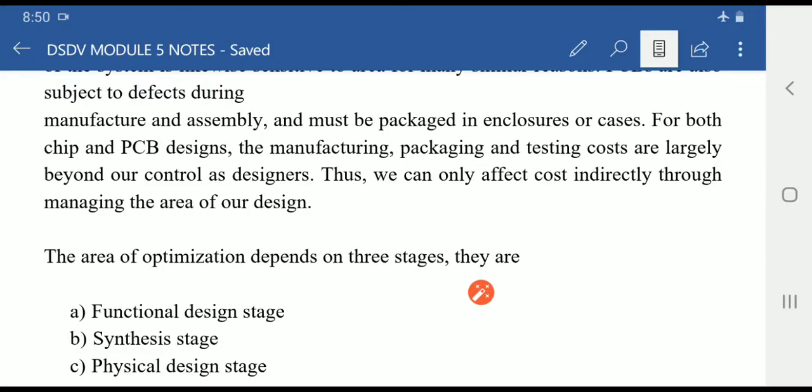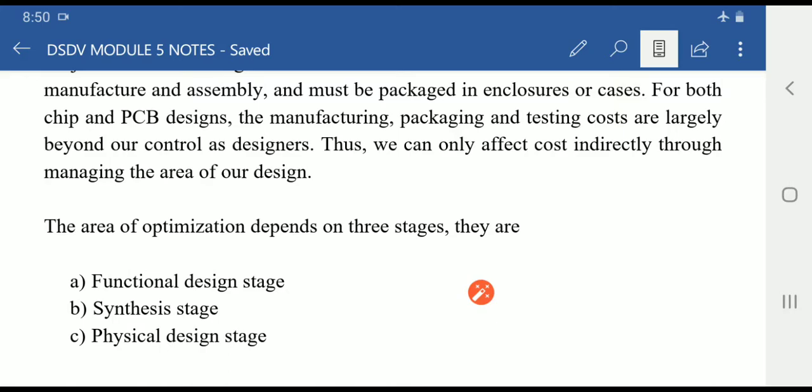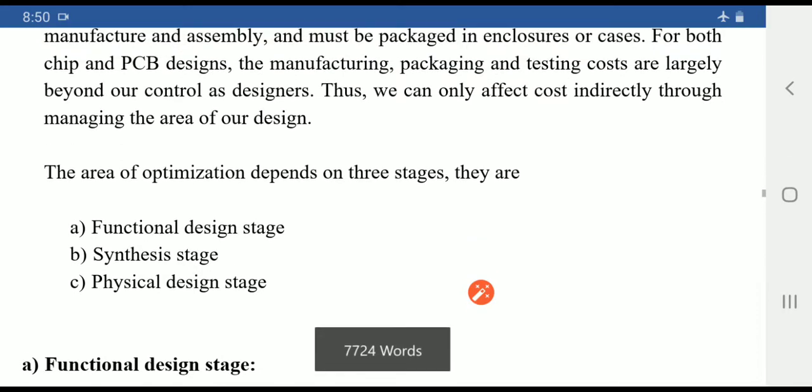Once the design is manufactured, we cannot control the cost of the design or the cost of the product. So we have to control the cost of the product before it is manufactured. So here, the designer finds a solution to minimize the cost and the size. Here they have optimized the area in 3 stages. We call them the functional design stage, synthesis stage and physical design stage.